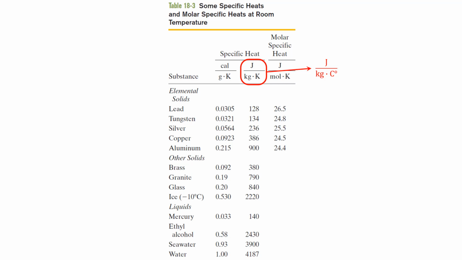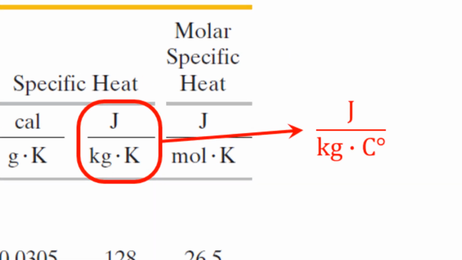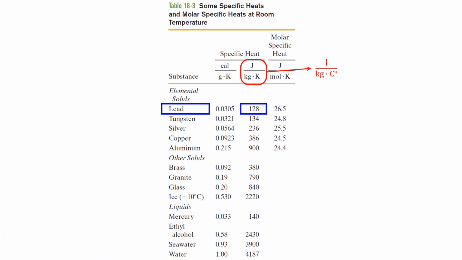Right now, let's just focus on the middle column that gives specific heat capacities in terms of joules per kilogram per Kelvin. Note that I could also express this as joules per kilogram Celsius degree. This is highlighting the point once again that a Celsius degree is equivalent to a Kelvin. What is this saying about lead? It's saying that if I have 1 kilogram of lead, I need to add 1 joule of heat energy to increase lead's temperature by 1 Kelvin or 1 Celsius degree. Conversely, it's saying I need to remove 1 joule of heat energy from 1 kilogram of lead to reduce its temperature by 1 Kelvin or 1 Celsius degree.